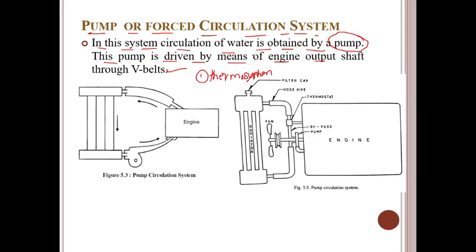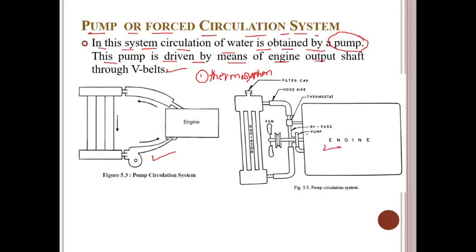The pump is driven by means of a belt from the engine crankshaft. The belt is run with the help of this engine crankshaft. The drive for the fan is also obtained from the same belt, which drives the pump and the generators. Okay, so this is the diagram of the pump circulation system.